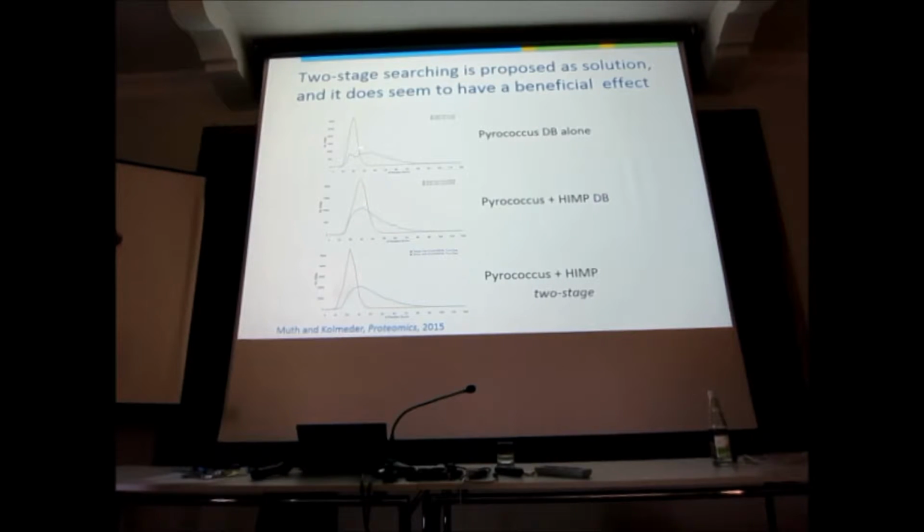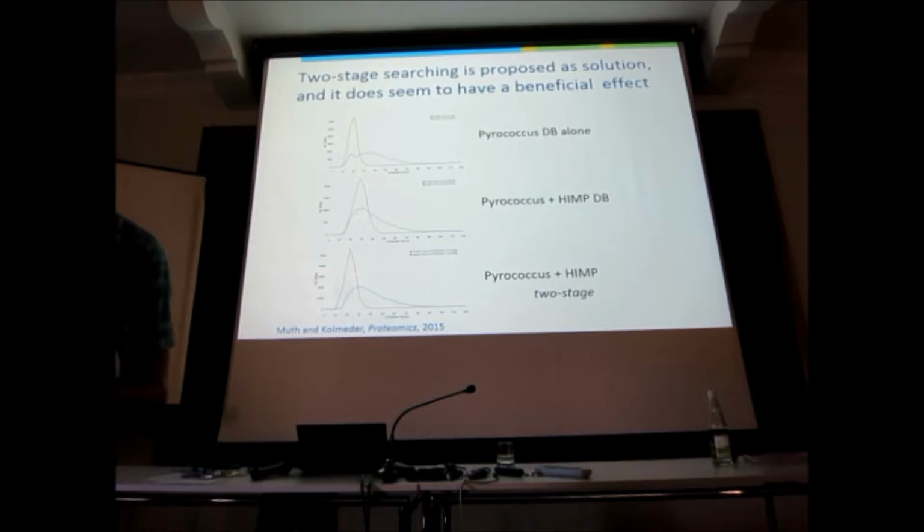This was before, Pyrococcus alone. This is what we showed, Pyrococcus plus HIM-PDB, so it gets this problem. And this is what happens when you do this two-stage thing. It's magic. Okay? This decoy distribution goes back to where it belongs. It's a little bit bigger, but it really doesn't make that much of a difference. And still, we get the blue curve from this guy. This is the best of both worlds, right? We take the good curve here, and we take the good curve here, and we make a new thing out of it. Problem solved. Until you do the math.